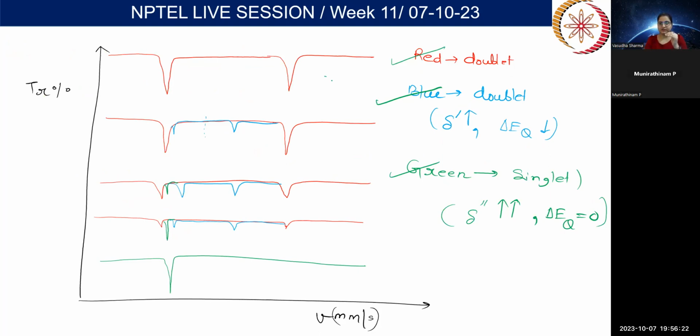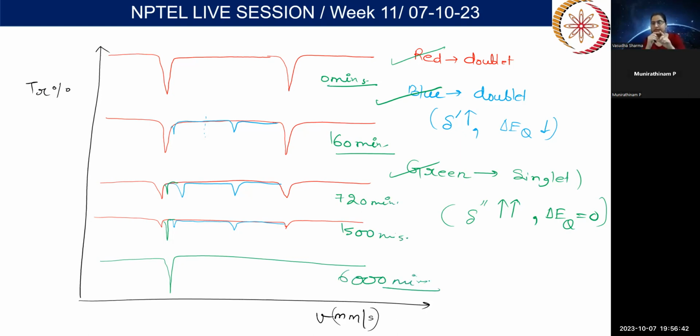So say for example, if it is 0 at 0 minutes, that means the reaction has not initiated. That is one kind of spectra. After 160 minutes, it was looking this way. Then after 720 minutes, it was looking this way. Then after 1500 minutes, and ultimately after 6000 minutes, we got only one peak, a singlet, in the spectrum. So is this clear, how we define different kinds of cases here? Or is there any confusion?